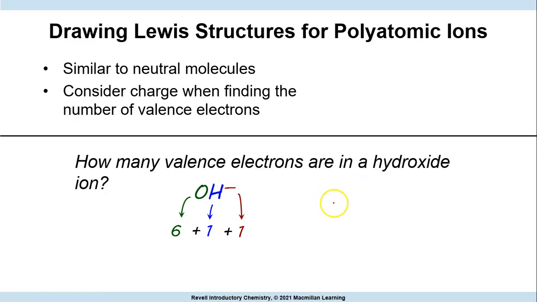So you can as well calculate the number of valence electrons in PO4 3 minus, in SO4 2 minus, and in CO3 2 minus. Calculate the number of valence electrons in each of these ions, and then you can draw the Lewis structures after.